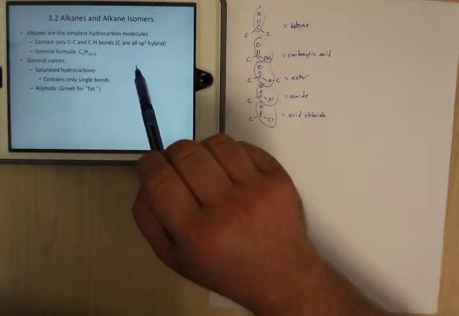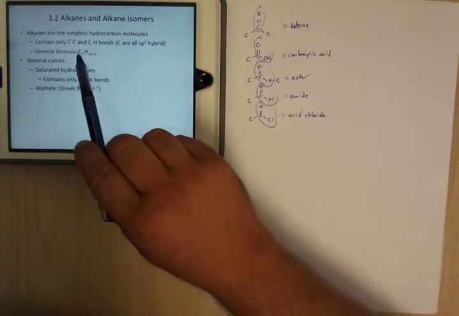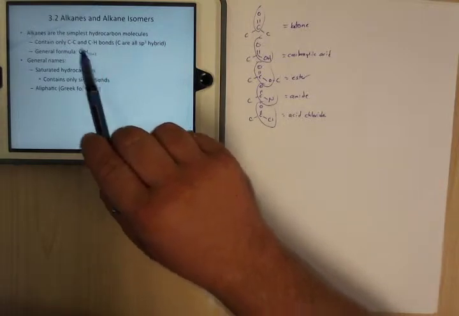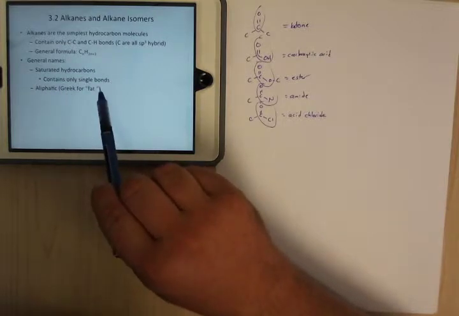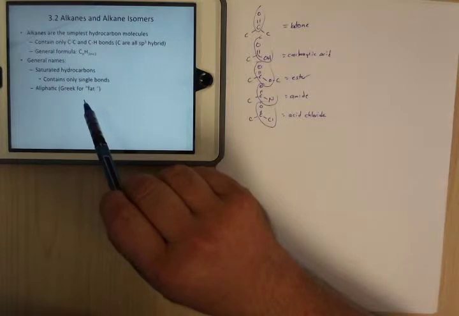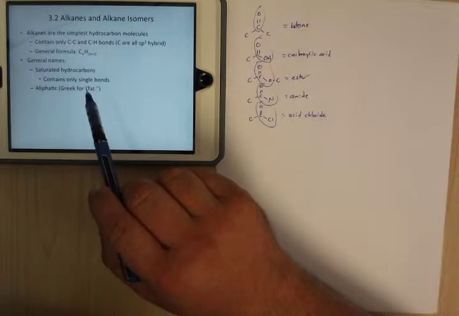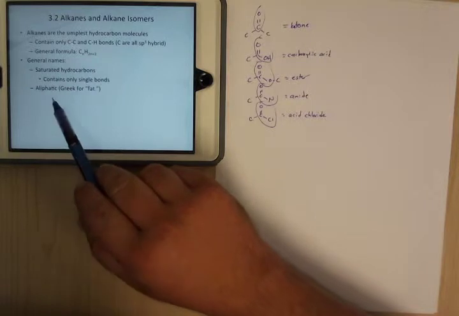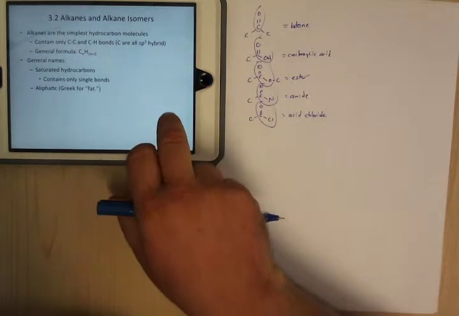All the carbons, if you calculate it, would be sp3 hybridized. The general formula is that for every n carbons you have 2n plus 2 hydrogens. You'll sometimes hear them called saturated hydrocarbons, because they only contain single bonds. If you buy saturated fats, basically there are no double bonds in there. They're sometimes also called aliphatic, which is Greek for fat.